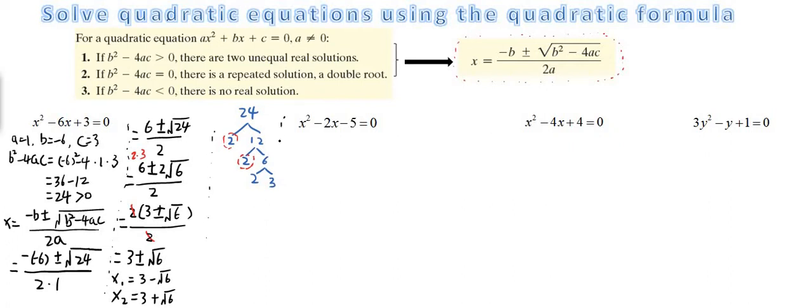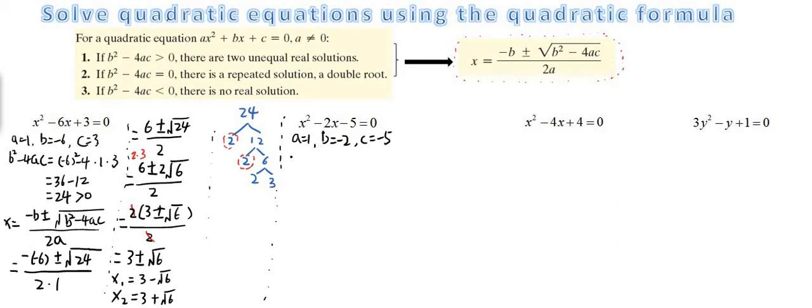Now let's take a look at the second example. So we're going to follow the same strategy. First step, we're going to write down the A, B, C. Okay, we have A, B, C.